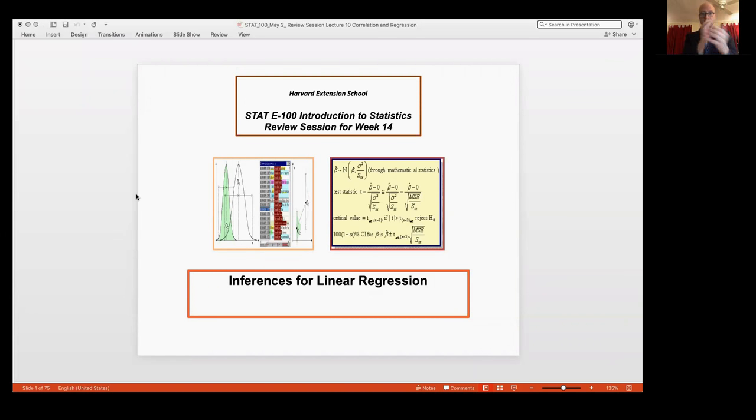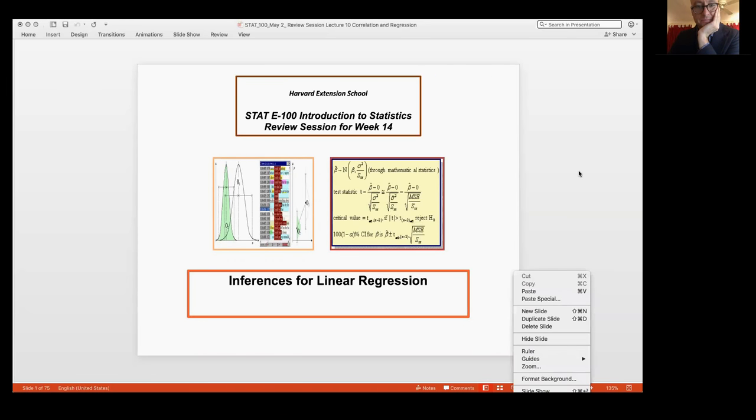Okay, so here we are, Stat E100, week 14. What we're doing is inferences for linear regression and for correlation. In a way, I would think this last week, as we've talked about before, is considered a combination of reviews of other weeks that we've had before, namely covariance, the week on correlation, the week on simple regression.